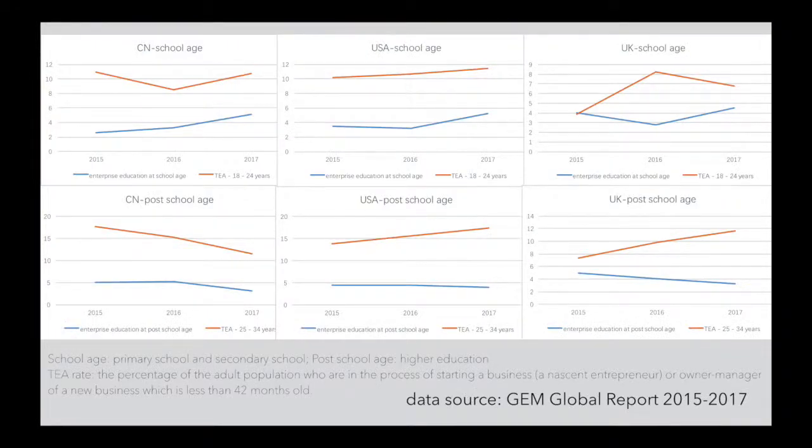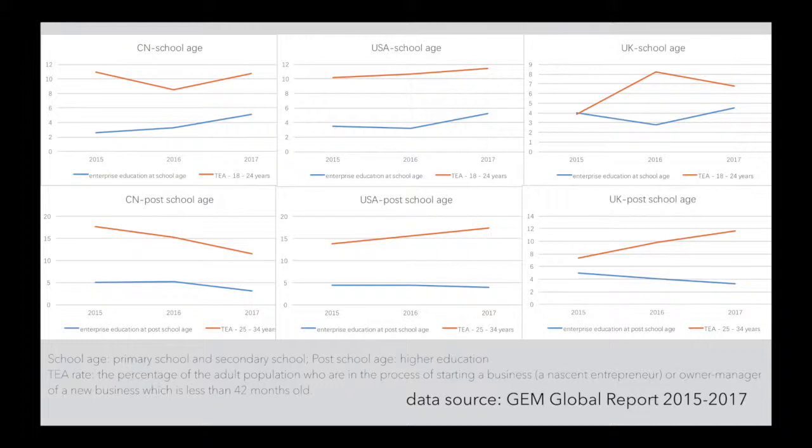First of all, the most direct purpose of enterprise education is to increase the number of entrepreneurs. The most direct measure of the number of entrepreneurs is the number of small and medium-sized enterprises. Here, this analysis uses the data of the Global Entrepreneurship Monitor, so I can roughly compare entrepreneurial education and the emerging enterprises. The upper figures are of the TEA rate in the 18 to 24 age group and the enterprise education in school age. The lower figures are of the TEA rate in the 25 to 34 age group and the enterprise education in post-school age.